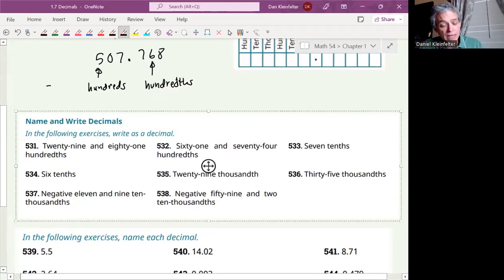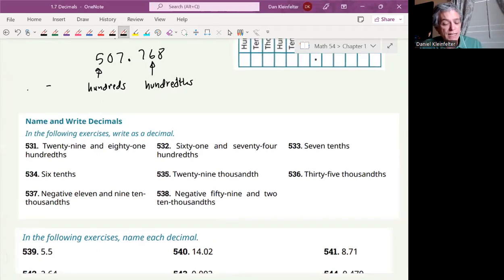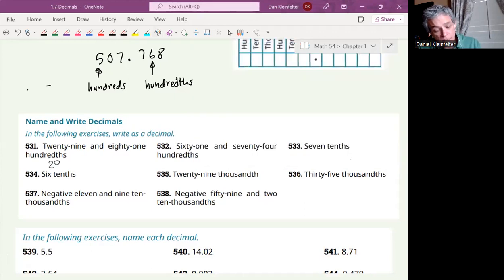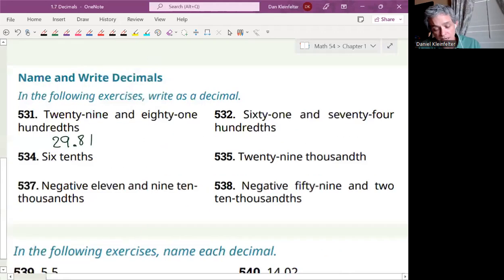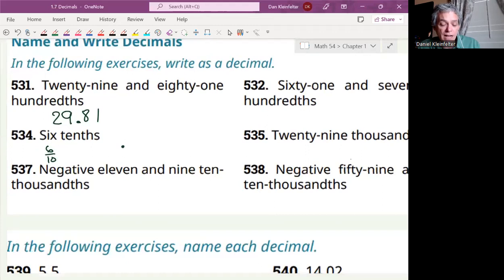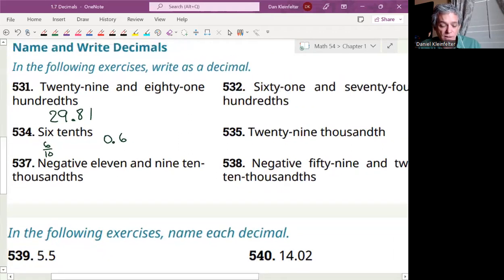So the first part says name and write decimals. We're going to write each number as a decimal. So we'll try several of these. So we have 29 and 81 hundredths. So the "and" is where the decimal point goes. So we'll say 29.81, 29 and 81 hundredths. 6/10ths as a fraction would look like that. We're doing it as a decimal though, so we'll have a dot and we'll put a 6 in the tenths place. And it'd be nice to put a 0 in front for the whole numbers, just so that it looks nicer.